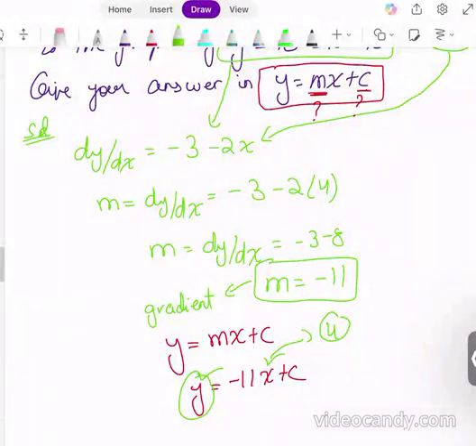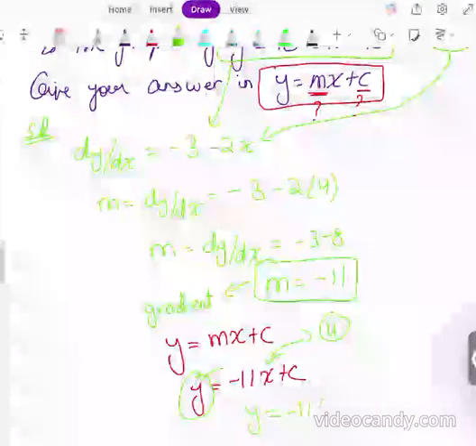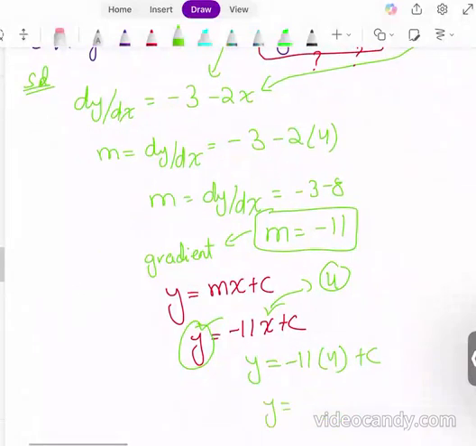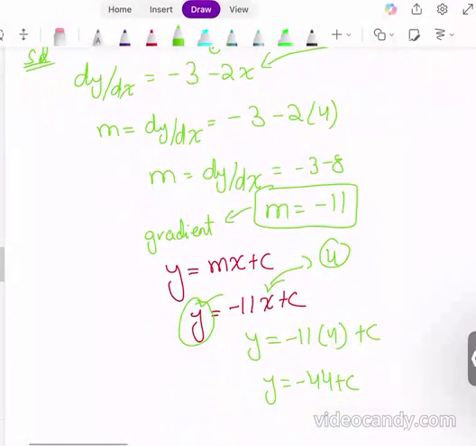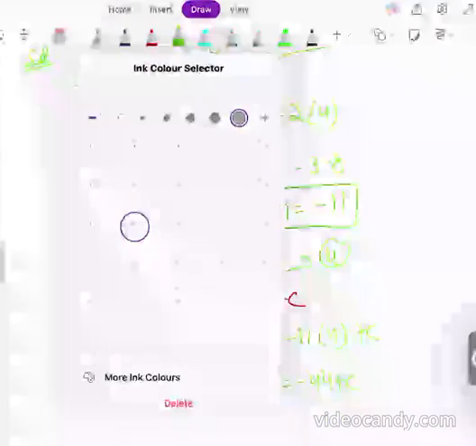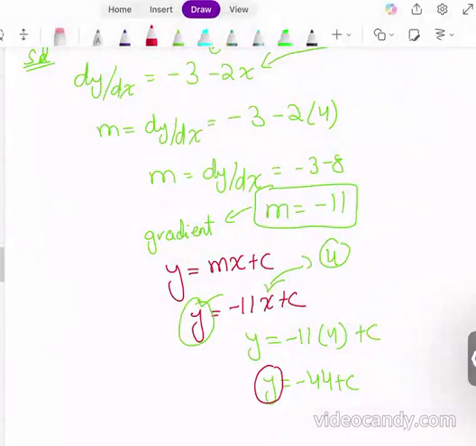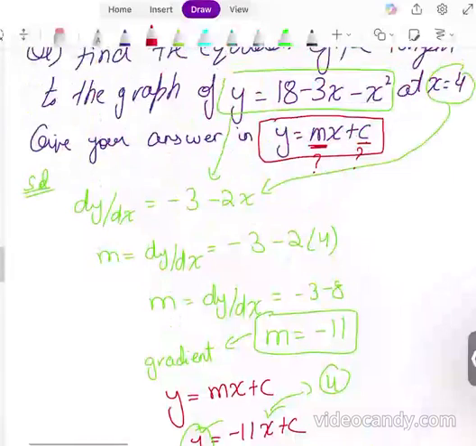Now, what I did, I just put the value of m, that is minus 11, and I have to find out the value of c, that is the constant. But I don't have a value of y. X is already given, that is 4, so I can put 4 here. So this will become y is equal to minus 44 plus c. But the issue is that I don't know the value of y, because if I know the value of y, then I will get the value of c. So how to find the value of y?